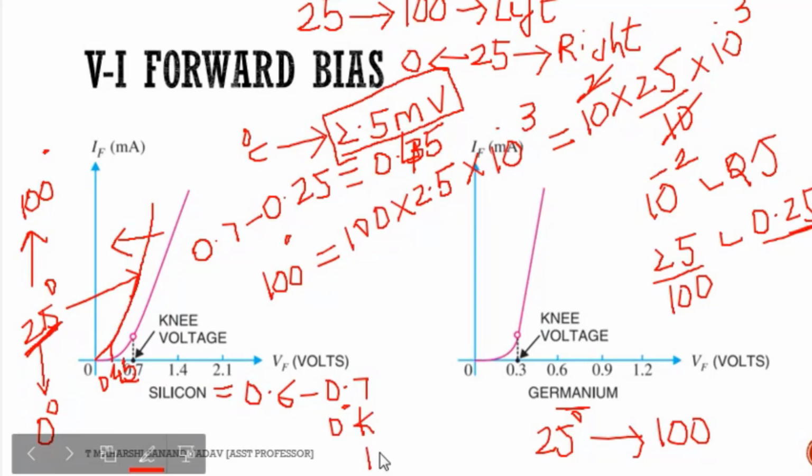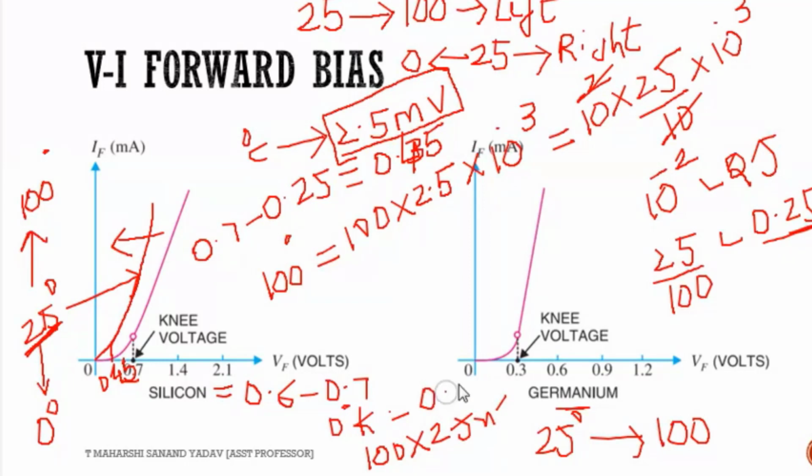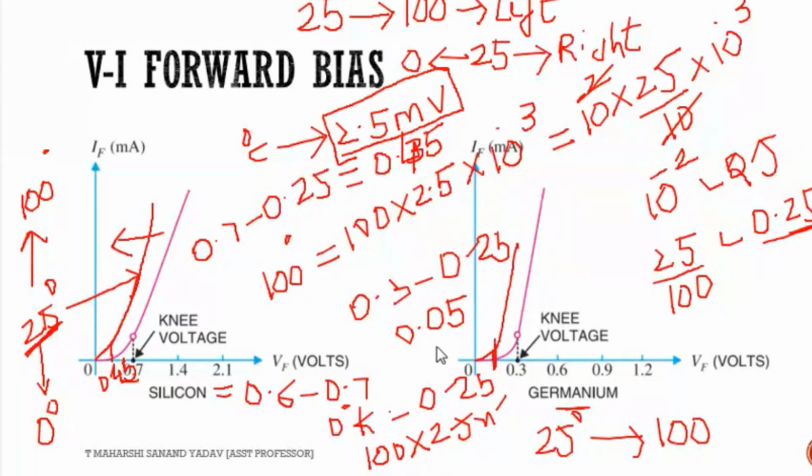So again simple, 100 into 2.5 millivolt. So this will be approximately 0.25. So the initial value is 0.3 for germanium. So 0.3 minus 0.25 will give how much? 0.05. So this is the barrier potential, approximately VB is 0.05 for germanium, whereas it will be 0.45 for silicon.